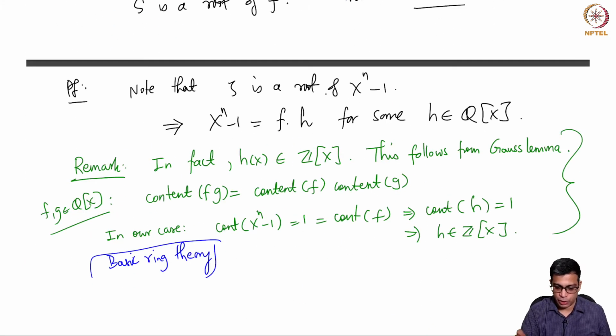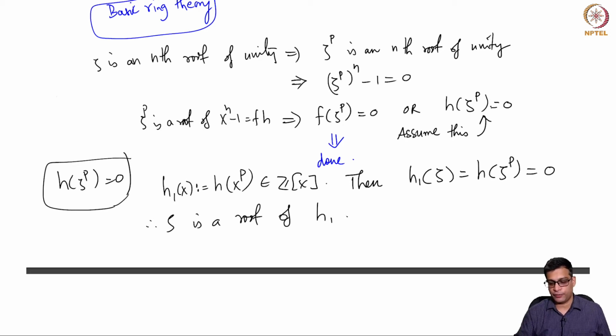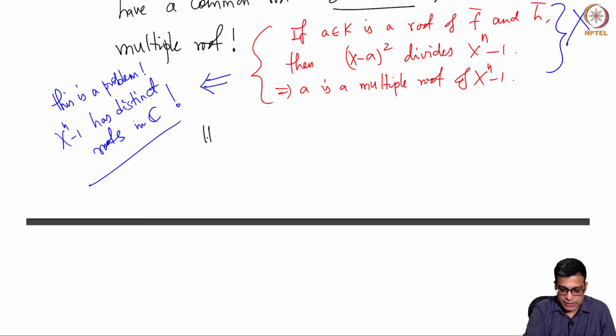We proved this claim because we assumed that zeta power p is not a root of f, and then h of zeta power p is 0, and that is where we went wrong. So our analysis shows that we get a contradiction, hence zeta power p is a root of f.